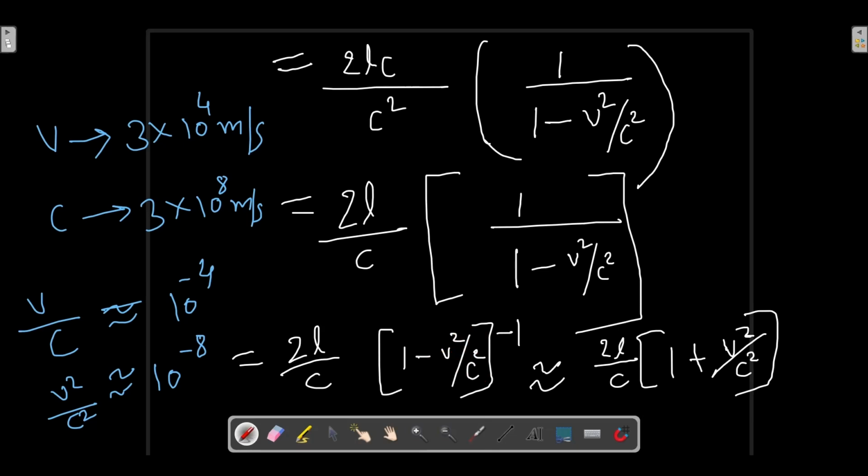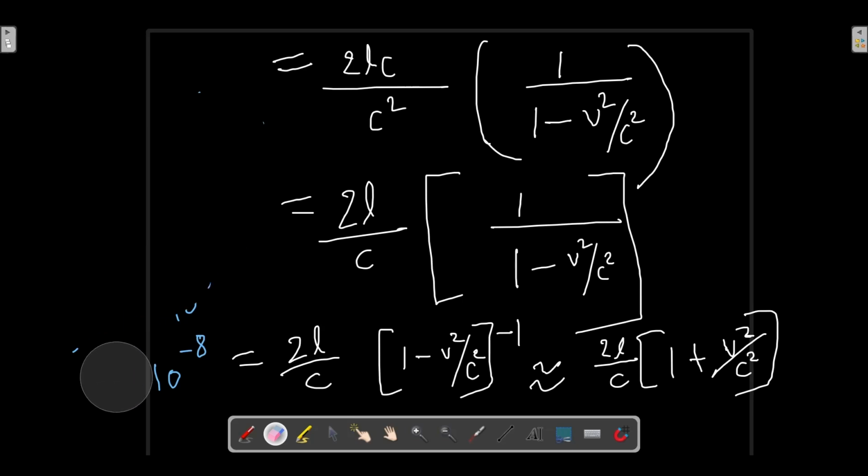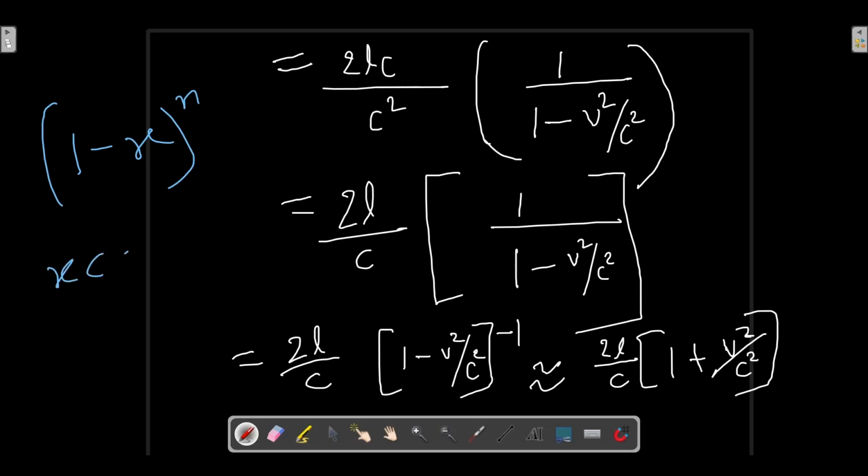So v square by c square is clearly very small as compared to 1. What will happen in that scenario? You already know that 1 minus x to the power n, when x is very small as compared to 1, is equal to 1 minus nx. This is the binomial theorem, first approximation.